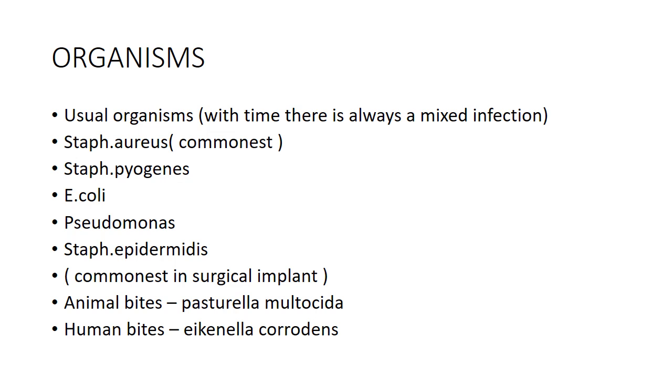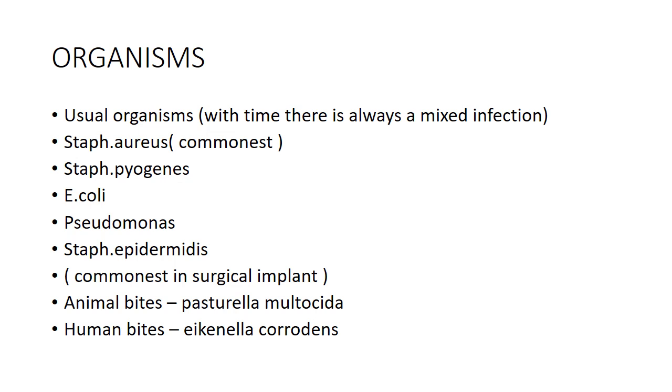As Staph aureus is the most common organism involved in acute osteomyelitis or in subacute osteomyelitis, it is also the most common organism in chronic osteomyelitis. The other organisms may be Streptococcus pyogenes, E. coli, Pseudomonas, Staph epidermidis, and this Staphylococcus epidermidis is the most common bacteria in chronic osteomyelitis caused by surgical implants.